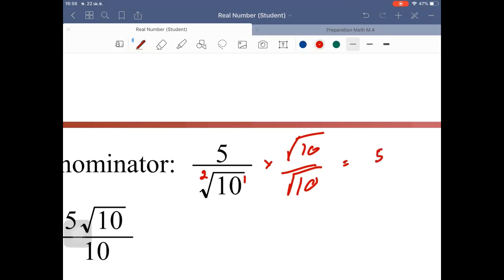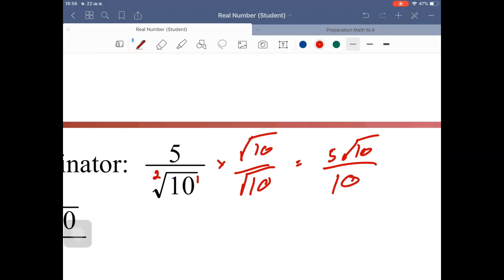And what do you get? You get 5 square root of 10 and 10 here. Square root 10 times square root 10 is 10, okay? And then you can simplify 1 over 2. So the final answer will be square root 10 over 2.